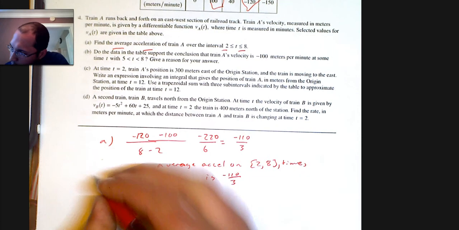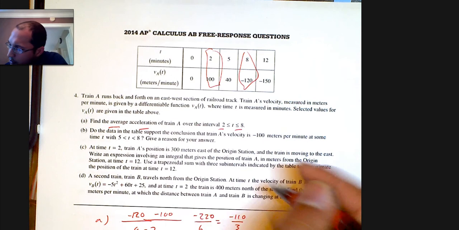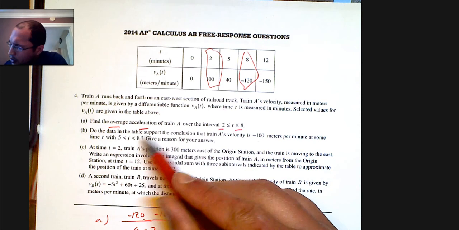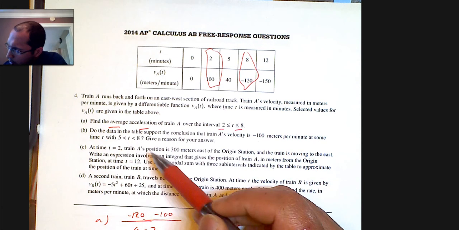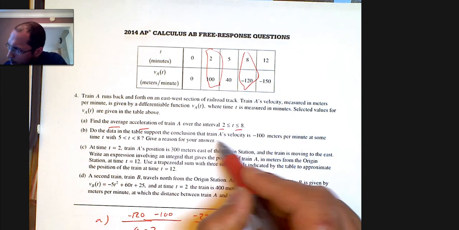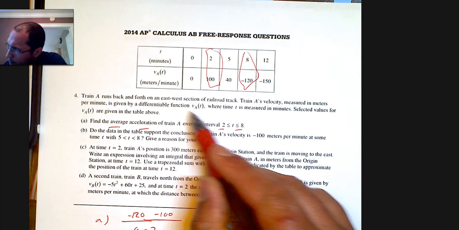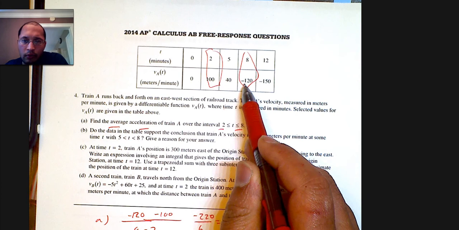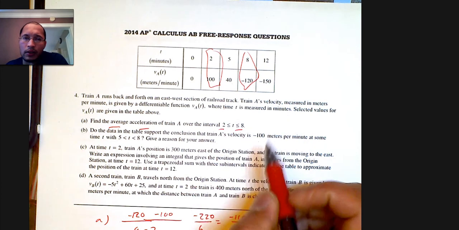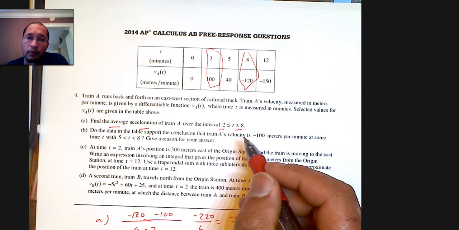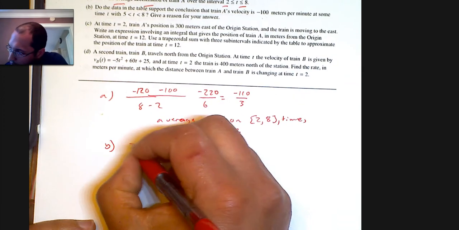All right, B. Do the data in the table support the conclusion that train A's velocity is negative 100 meters per minute at some time between 5 and 8? All right, it's continuous and differentiable. It goes from 40 to negative 120, so it has to cross negative 100. It doesn't make any sense for it not to. But it says to give a reason for your answer. So now we're going to play around with some basically number speak, which is the IVT, the intermediate value theorem.